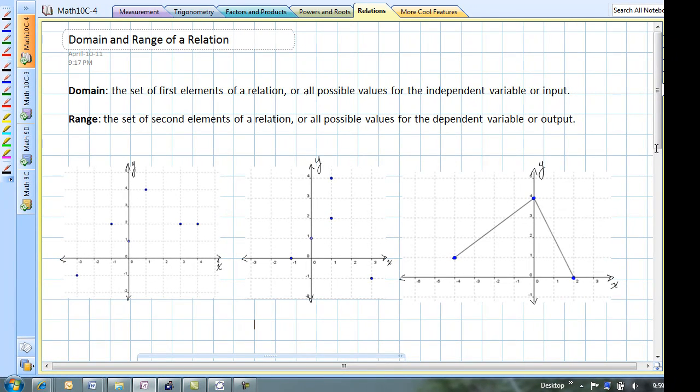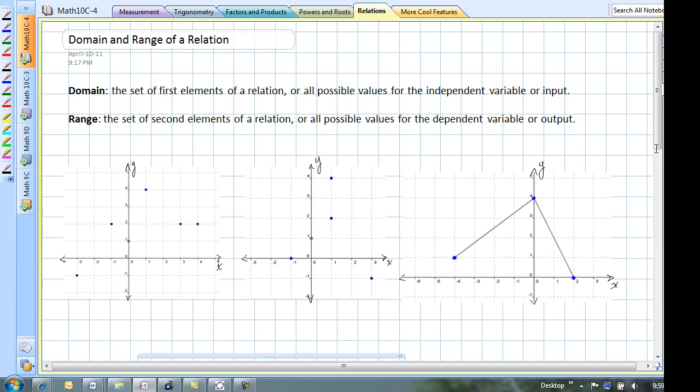Let's look at domain and range of a relation. So remembering that a relation is an association between two sets of elements. The first set of elements is referred to as our domain. So we can call that, remember, our independent variable or our input values.